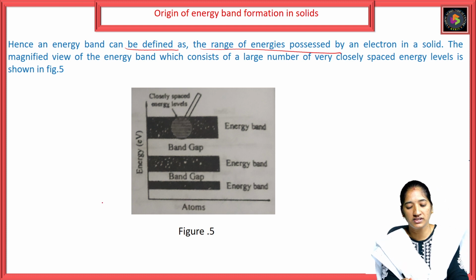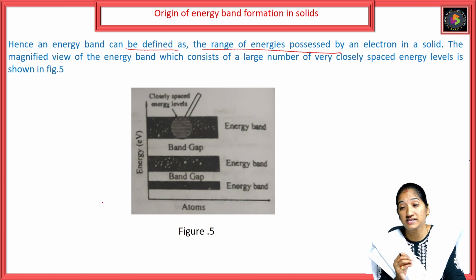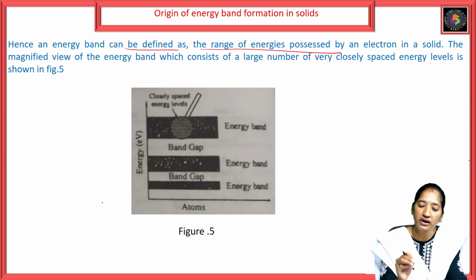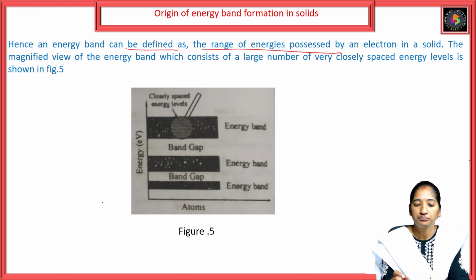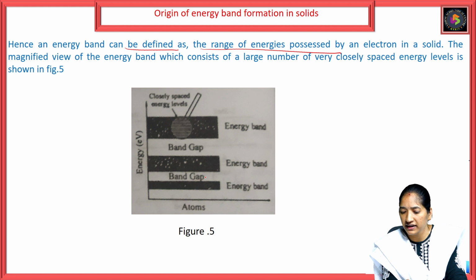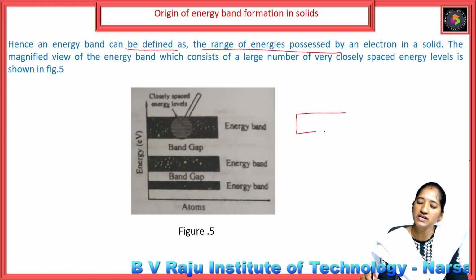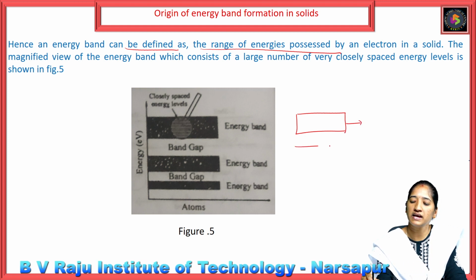Let us look at this figure. When we talk about the energy band, we know that a large number of very closely spaced energy levels are available. Let us look at the magnified view of this energy band. The black portion is the energy band. Between two black portions there is some white space, which is the band gap. Whatever this black portion is, it is the energy band.